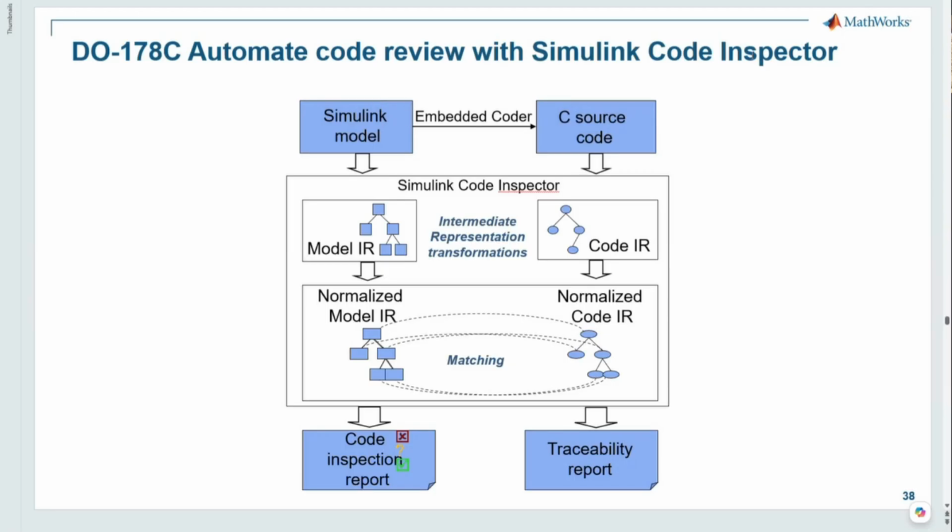So how does Simulink Code Inspector work? It takes as input the Simulink model. It takes as input the C code generated by Embedded Coder. Then it creates an intermediate representation for the model and for the code. It normalizes these representations and tries to match all the nodes of each representation. If there is a match, we've got traceability and conformity. If something doesn't match, then there is a failure to say that there's no matching between the model and the source code. So at the end, you will have a report which gives you the traceability with all the lines of code and the models, and the conformity with all the blocks that were analyzed by Code Inspector.